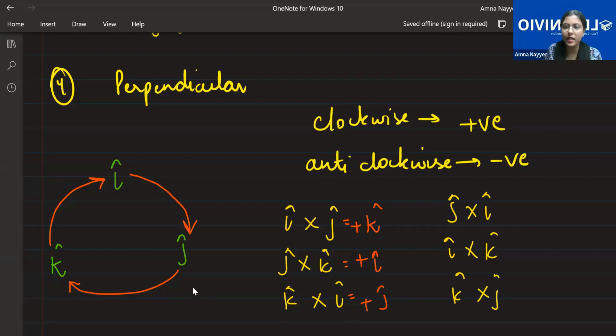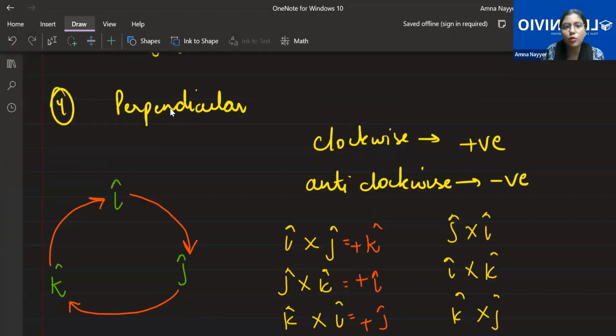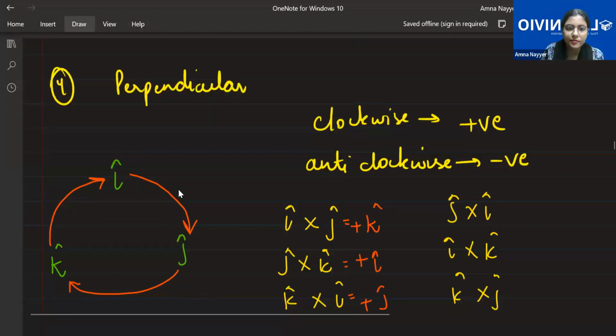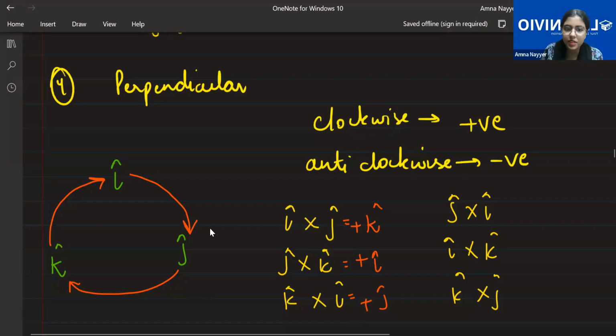I cross J will give you K. K cross I will give you plus J. Okay, like this. Now, if you move anti-clockwise, it is just the opposite: J cross I.